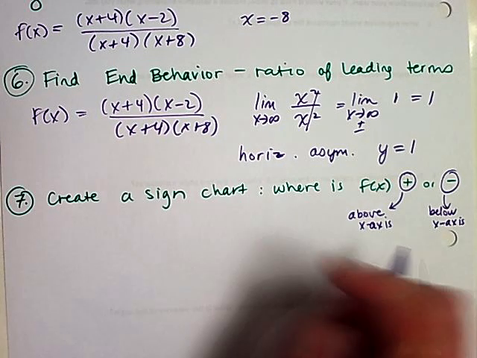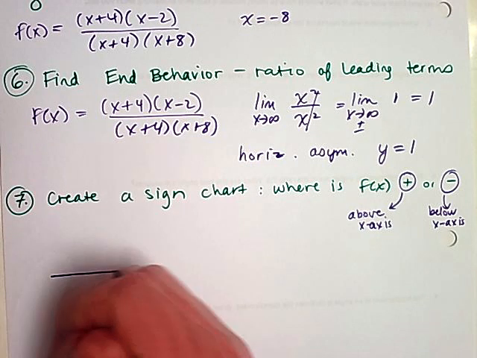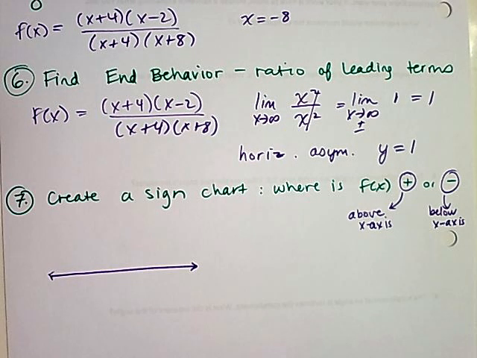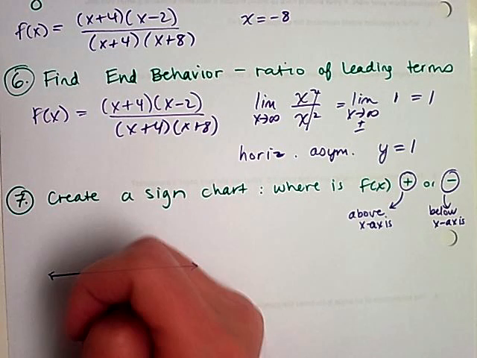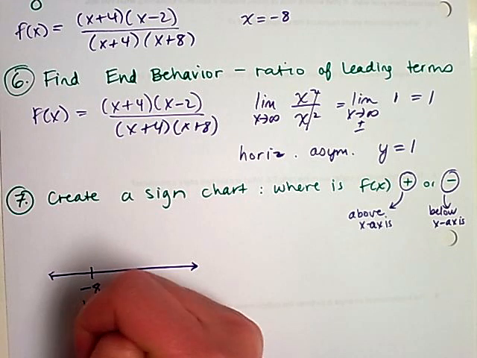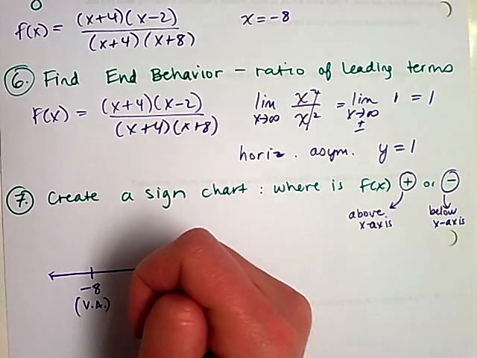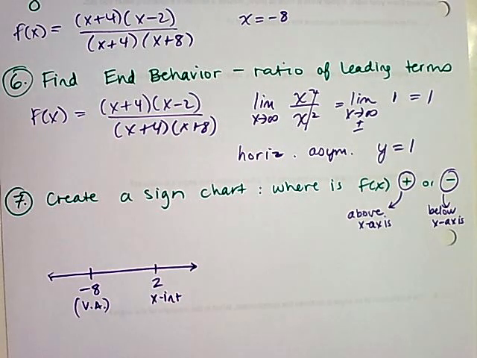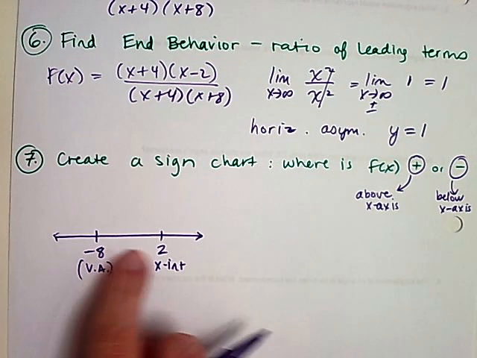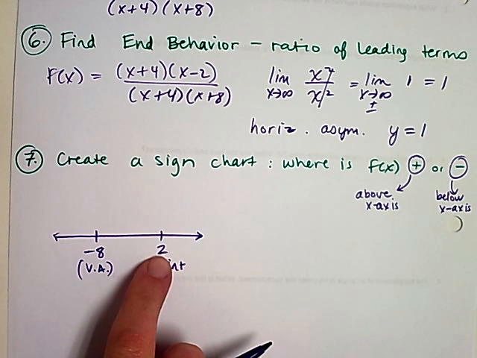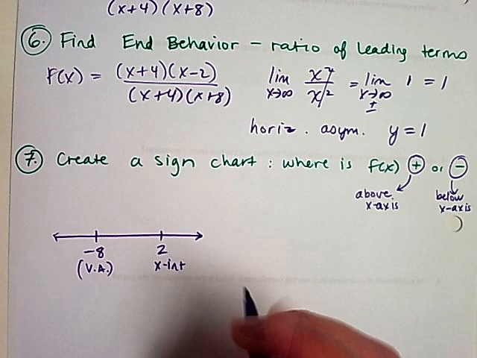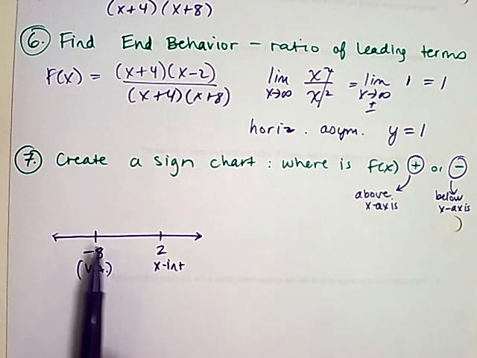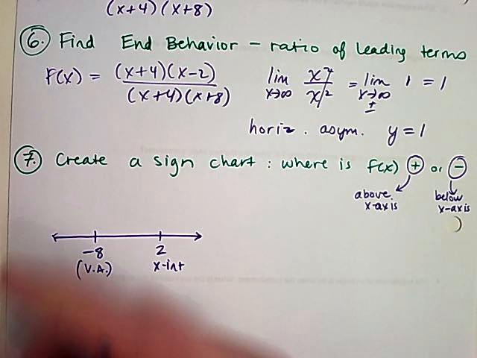So the idea of this sign chart is we're going to create a number line. And on that number line, we're just going to put x values that are x-intercepts or a vertical asymptote. So my vertical asymptote was at -8. And then my x-intercept was at 2. So if those are the only places where I could change signs, it must be true that anywhere between -8 and 2, the function has the same sign, that whole interval. It's either positive or negative, that whole interval. And then you have the same sign for anything after 2, and the same sign for anything before -8.